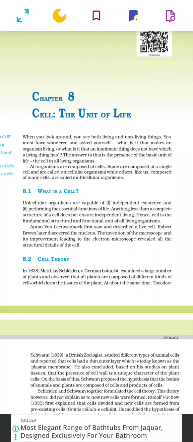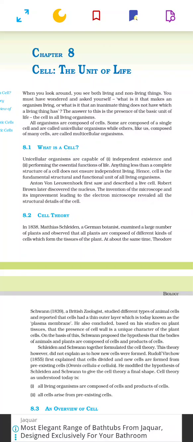All living organisms are composed of cells. Some are composed of a single cell and are called unicellular organisms, while others like us, composed of many cells, are called multicellular organisms. What is a cell? Unicellular organisms are capable of number 1, independent existence, and number 2, performing the essential functions of life. Anything less than a complete structure of a cell does not ensure independent living. Hence, a cell is the fundamental structural and functional unit of all living organisms.